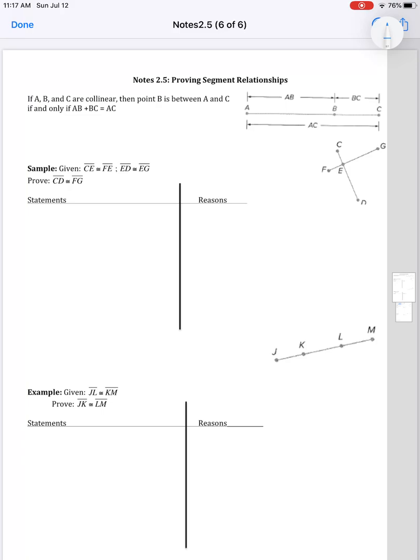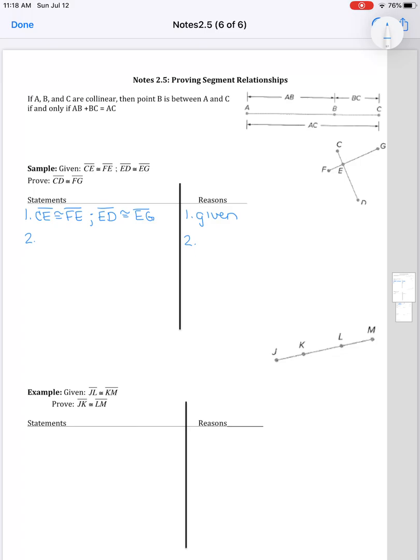All right, so let's go. Example or sample number 1. I've already got the setup for you, statements and reasons. We already know what our first statement has to be, so let's all just copy it down. CE is congruent to FE, and we know that ED is congruent to EG. And again, without even thinking, we know that our first reason has to be given.